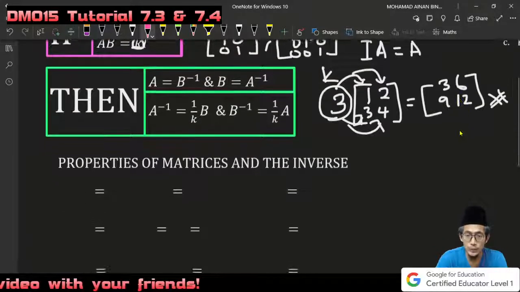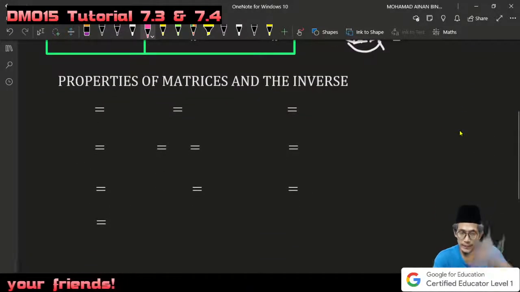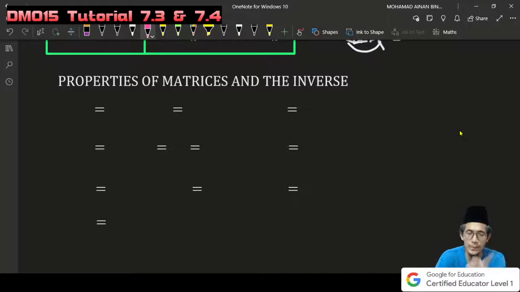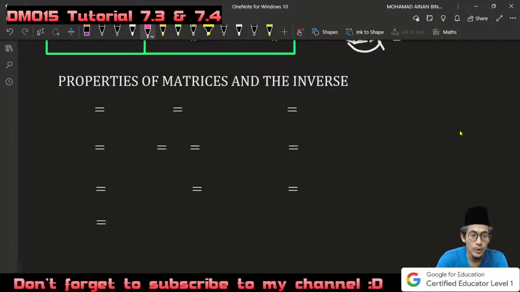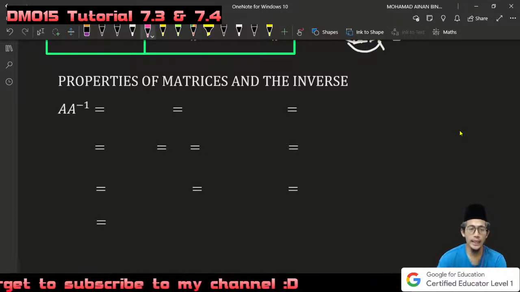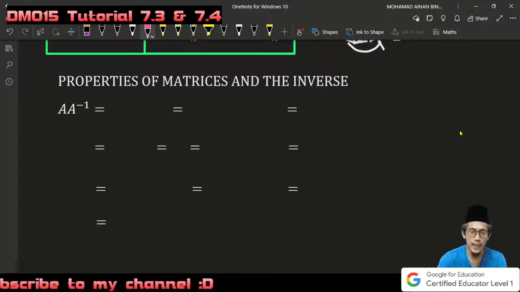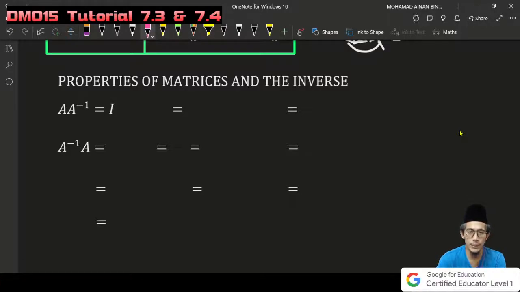Now, ini dia punya syarat yang atas. Daripada yang atas tu, dia akan melahirkan all these properties. Dia sebenarnya ada sikit je. Kalau dalam modul dia ada 5 je. Tapi saya senaraikan yang lebih supaya kamu nampak semua. Okay. First, what is the property? A multiply by A inverse sama dengan I. Kedua, A inverse multiply by A, nampak? It is reverse.